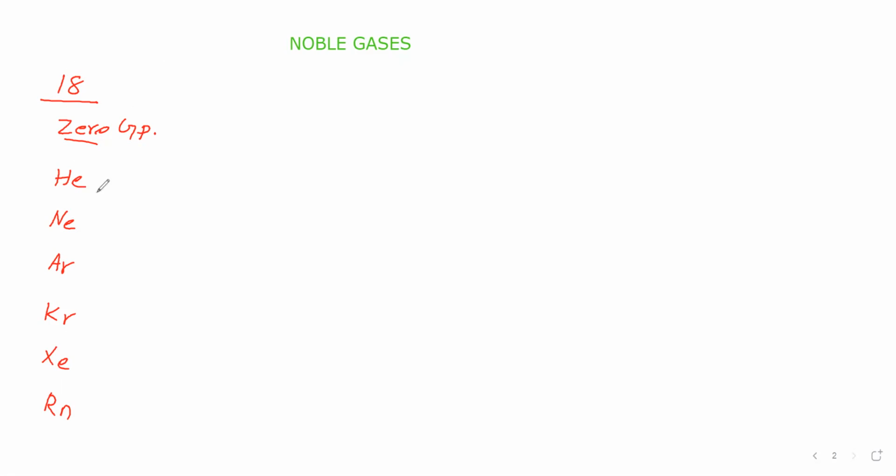During Mendeleev's periodic table time, these elements were not discovered. After Mendeleev introduced the periodic table, these elements were discovered. They came to know that these elements never participate in chemical reactions because they have octet configuration in the valence shell.